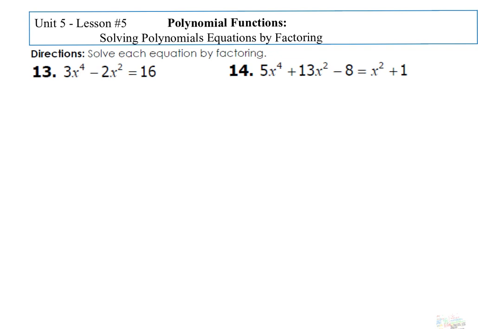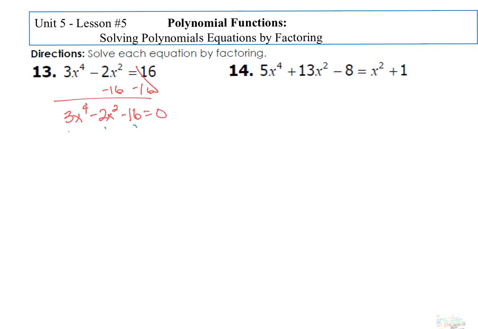Okay, next we'll do 13. We have 3x to the 4th minus 2x squared equals 16. It's not equal to 0, so that's our first step, to minus the 16 over. So this is 3x to the 4th minus 2x squared minus 16 equals 0.